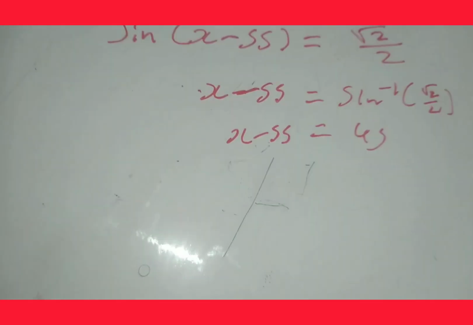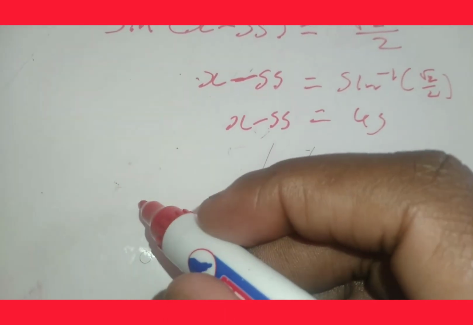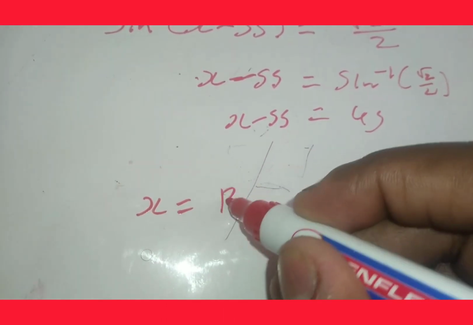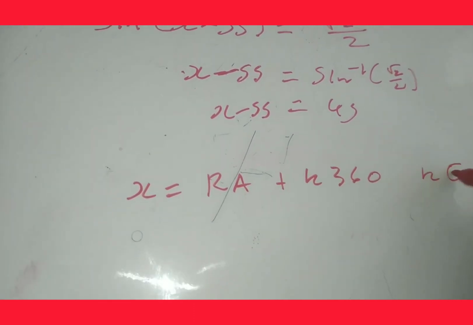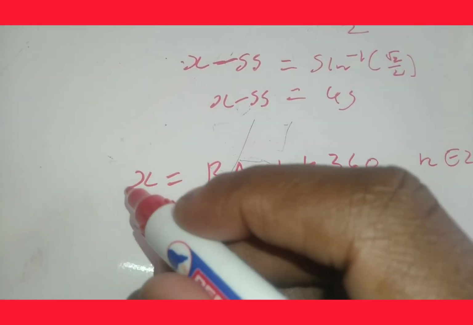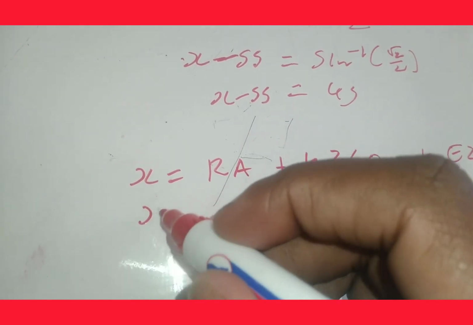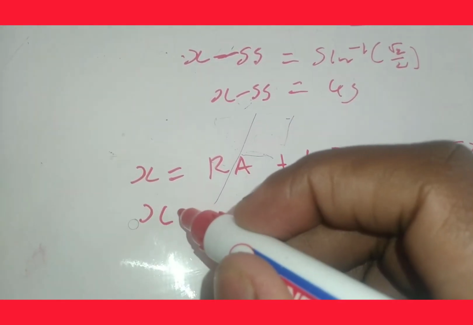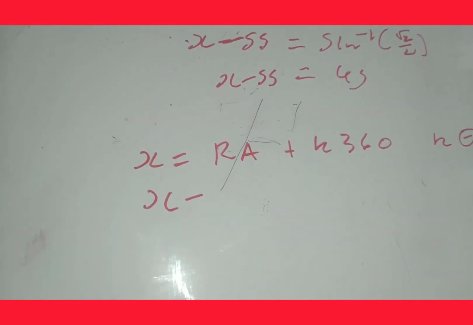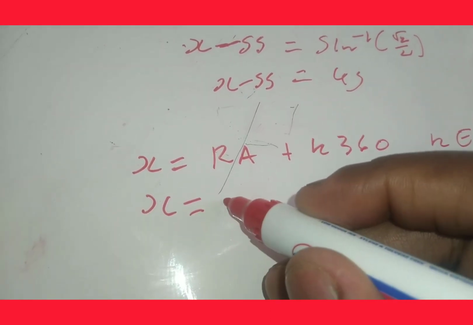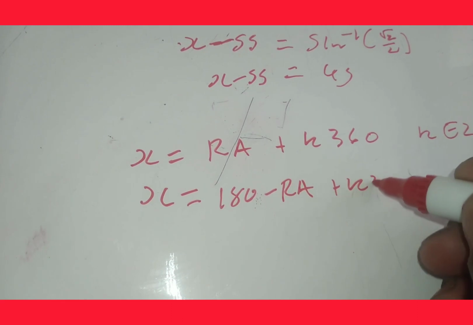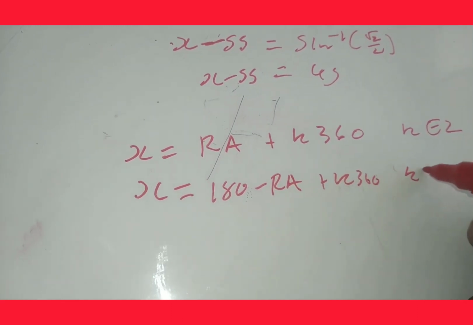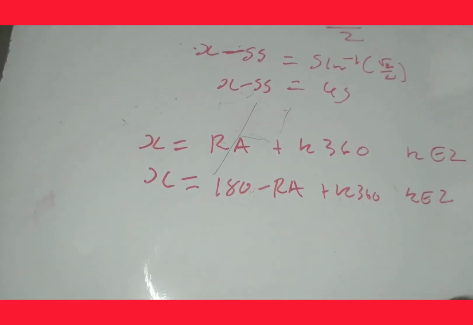So with sine, where is sine positive? Of course, sine is positive where x equals to reference angle plus k 360, and k is an element of integers. And then sine is also positive where x equals to 180 minus the reference angle, the second quadrant, plus k 360, and k is an element of integers, right? So now let's substitute.